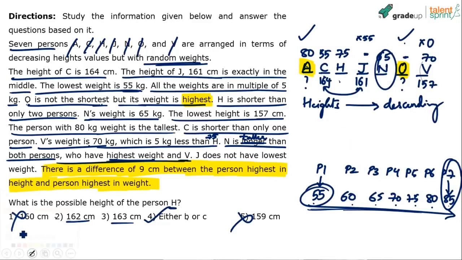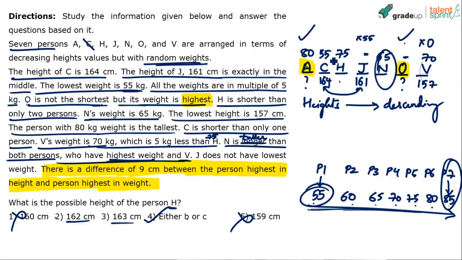Let me eliminate the answer options. I mean, let's see what can be possible. These are the 7 persons, right? So who has got the second highest weight? C is the lightest, 55. So C cannot be the answer. N also cannot be the answer.